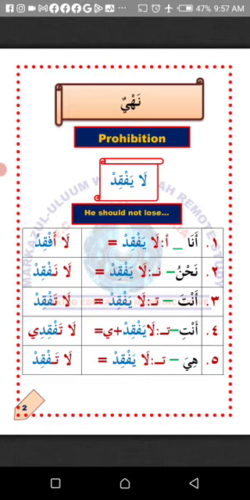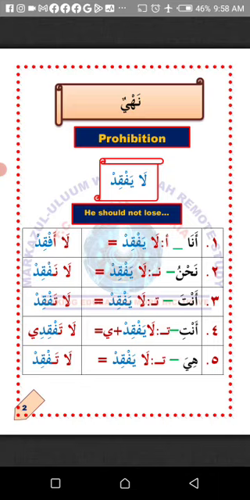La yafkid simply means he should not lose. He in Arabic is huwa, which is the opposite of here, she. So how do we now change the verb la yafkid to suit the following pronouns? Wahid, number one. Ana, I. So how do we change the verb la yafkid to suit ana? All you need to do is to detach ya'un and attach alifun. So the verb la yafkid will now become la afkid, which means I should not lose.